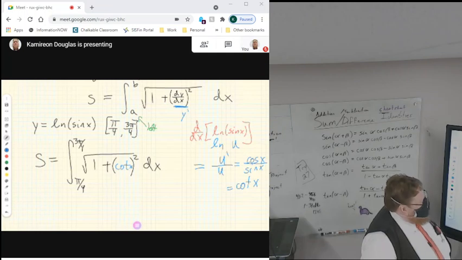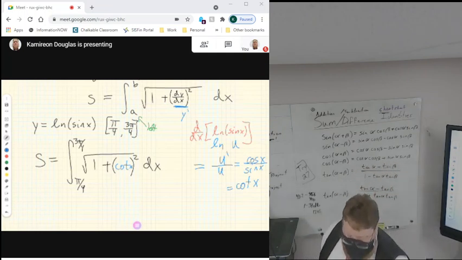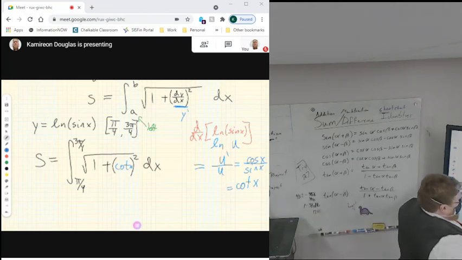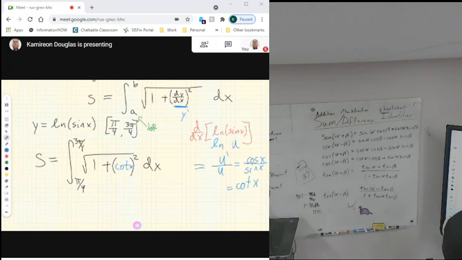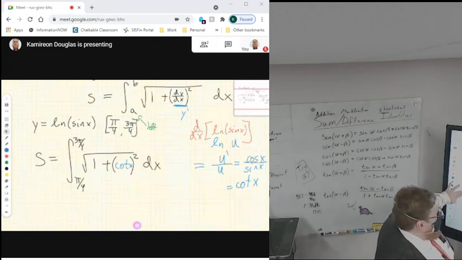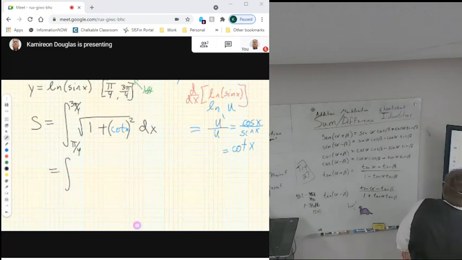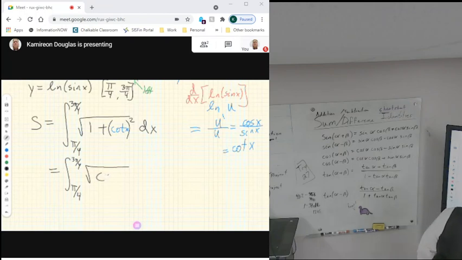Now, this function does not match any of my cheat sheet problems. However, if I remember one of my Pythagorean identities, there is a way to fix part of this problem. This function by itself is not solvable without knowing some trick. So I'm going to go to my Pythagorean cheat sheet, and it states that 1 plus cotangent squared is cosecant squared, so this becomes the square root of cosecant squared of x.